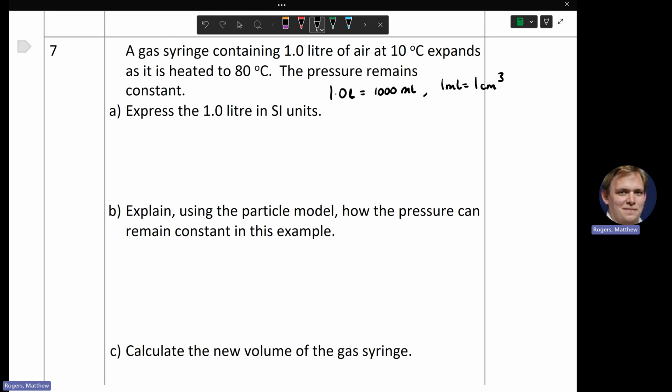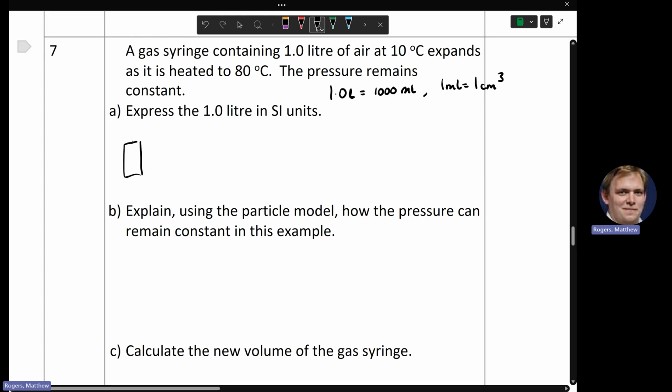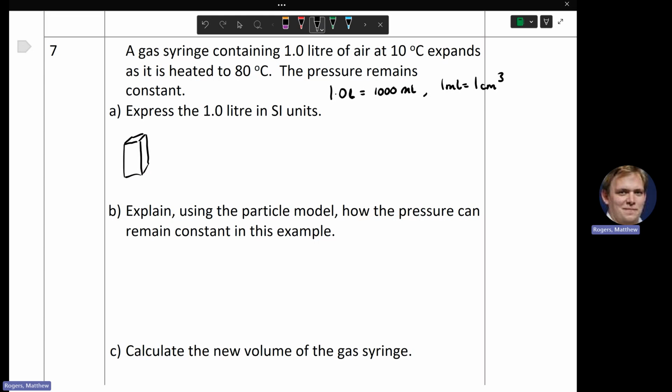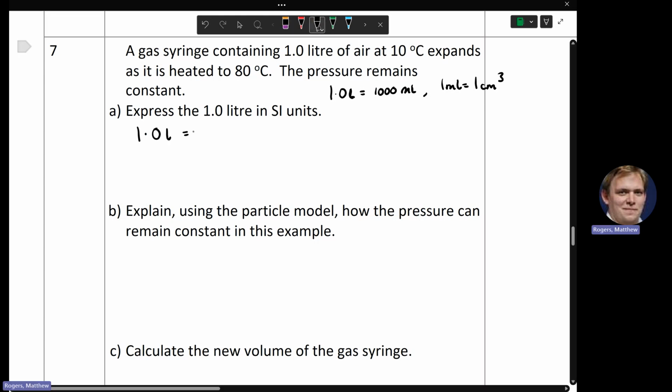So a litre is effectively a container that is 10 centimetres by 10 centimetres by 10 centimetres. Now, if you've ever had a litre carton of something like orange juice, then it's not quite 10 by 10 by 10 centimetres, but you could see its volume is roughly the same. So that's how I have in my head what 1 litre is. So in my head, 1 litre is 10 cubed centimetres cubed, which of course is 1,000 centimetres cubed.